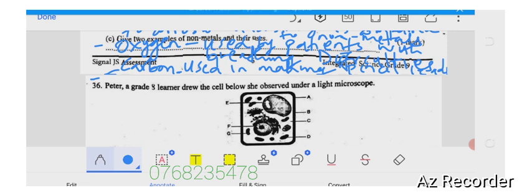I'm sorry for lack of space there, but hopefully you've understood.